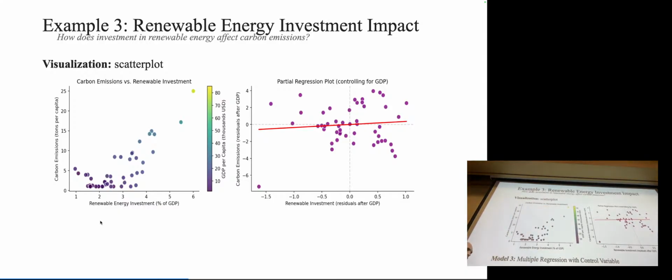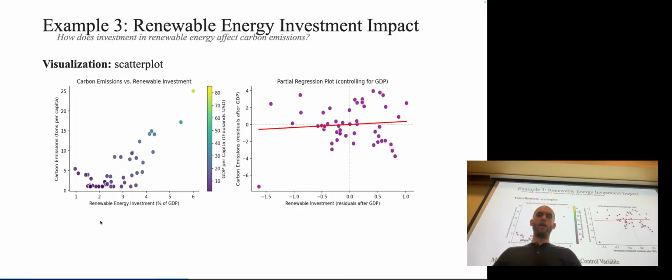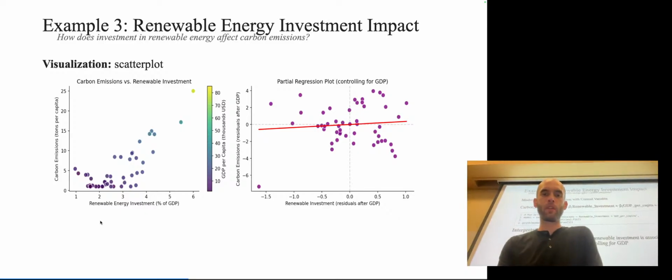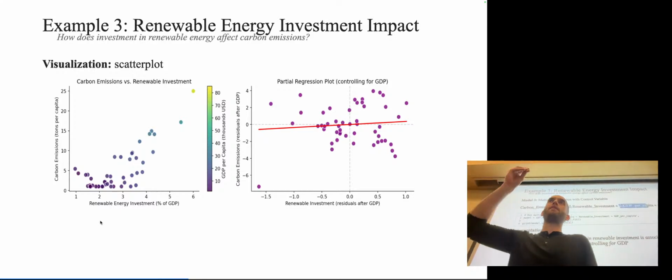And Aiden even went as far as to interpret what beta 0 is doing. It's just the baseline carbon emissions when each of the other values are 0. So the way I would interpret this, we would say each 1 percentage point increase in renewable investment is associated with a beta 1 change in carbon emissions after we've controlled for GDP per capita. So this control allows us to compare 2 countries that are equivalent.